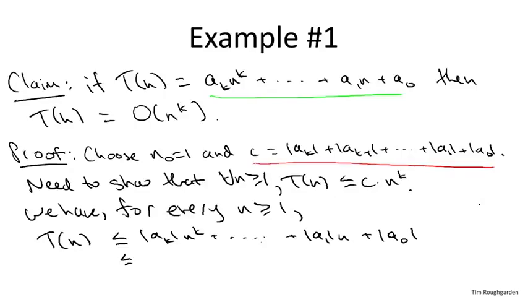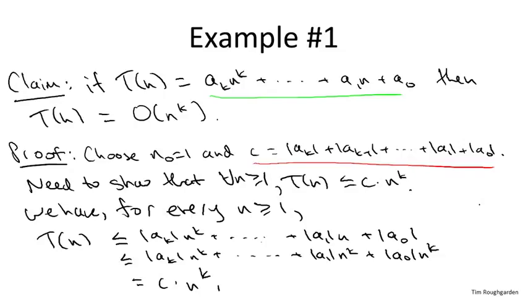Now the coefficients are all non-negative, so the overall number only goes up. So this is bounded above by the absolute value of a_k n to the k, up to the absolute value of a_1 n to the k plus a_0 n to the k. I'm using here that n is at least 1, so higher powers of n are only bigger. And now you'll notice this, by our choice of c, underlined in red, is exactly equal to c times n to the k. And that's what we had to prove.